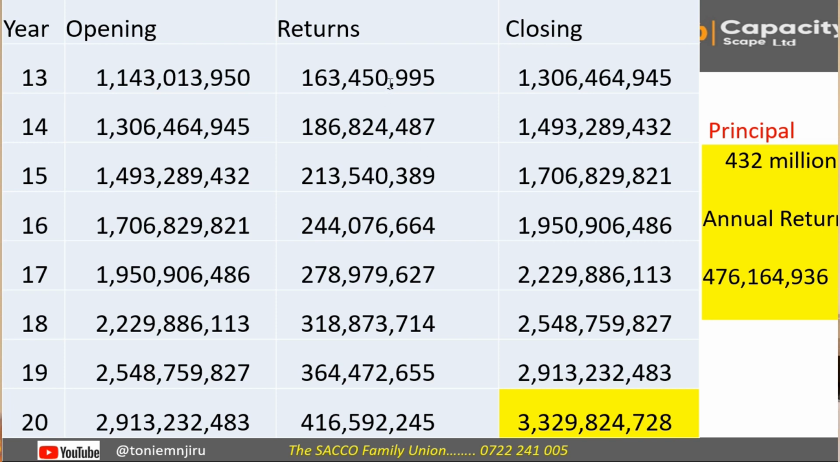If subsequently they stop adding more money into that fund, by the end of 20 years they would have 3.3 billion invested away from the members. Out of an investment of 432 million, their money would have grown to 3.3 billion, generating 476 million per year, which means they can recover their money from the interest paid by the government for only 1 year.